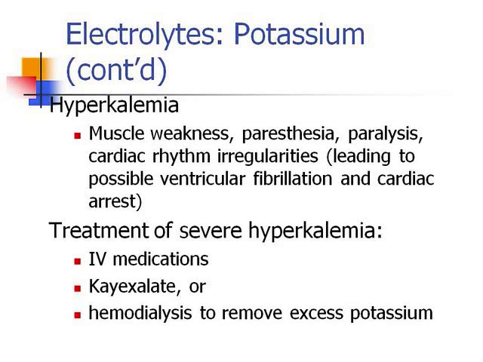Hyperkalemia. Well, again, we'll get some muscle weakness. The muscles aren't working appropriately, so they're weak. That includes the heart, so we'll get some irregularities, including ventricular fibrillation and cardiac arrest. How do we treat it? We can give some IV medications. We can give a drug called K-exalate, or at times we might need to do hemodialysis to remove the excess potassium.